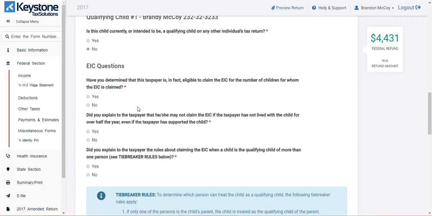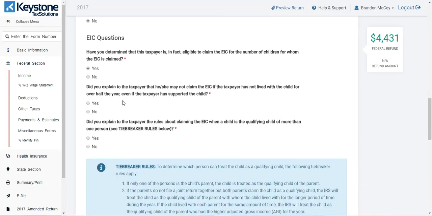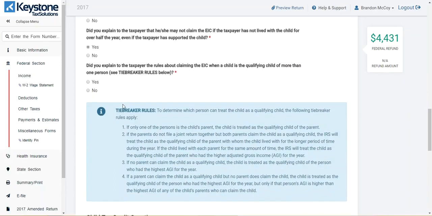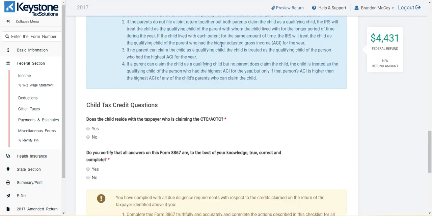Next question for EIC: have you determined that the taxpayer is in fact eligible to claim the EIC for the number of children for whom the EIC is claimed? Yes. Did you explain to the taxpayer that he or she may not claim EIC if the taxpayer has not lived with the child for over half the year, even if the taxpayer has supported the child? Yes. Did you explain to the taxpayer the rules about claiming EIC when a child is the qualifying child of more than one person? Yes. And it gives you the tiebreaker rules down here if you want to read over those questions.